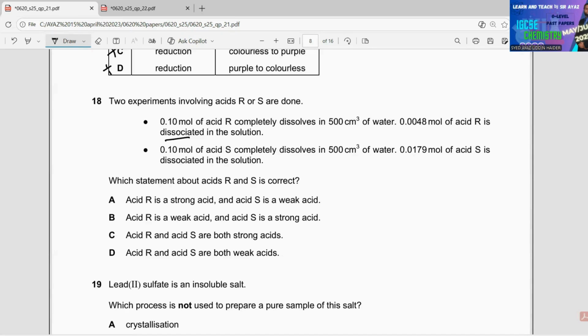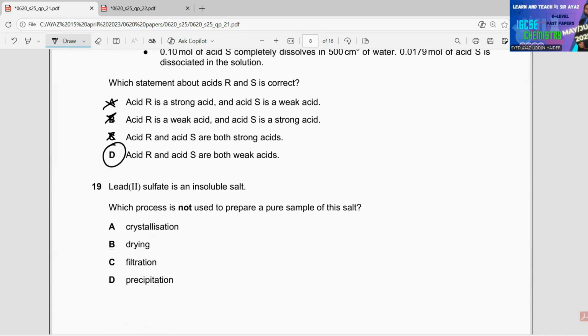Now they gave us the information about the dissociation. If you look at the number of moles for dissociation, it tells us that they are incompletely dissociated, which means both of these acids are weak. So straight away, no need to check the other choices. We have acids R and S are both weak acids. This one is the right response. The other responses are incorrect.